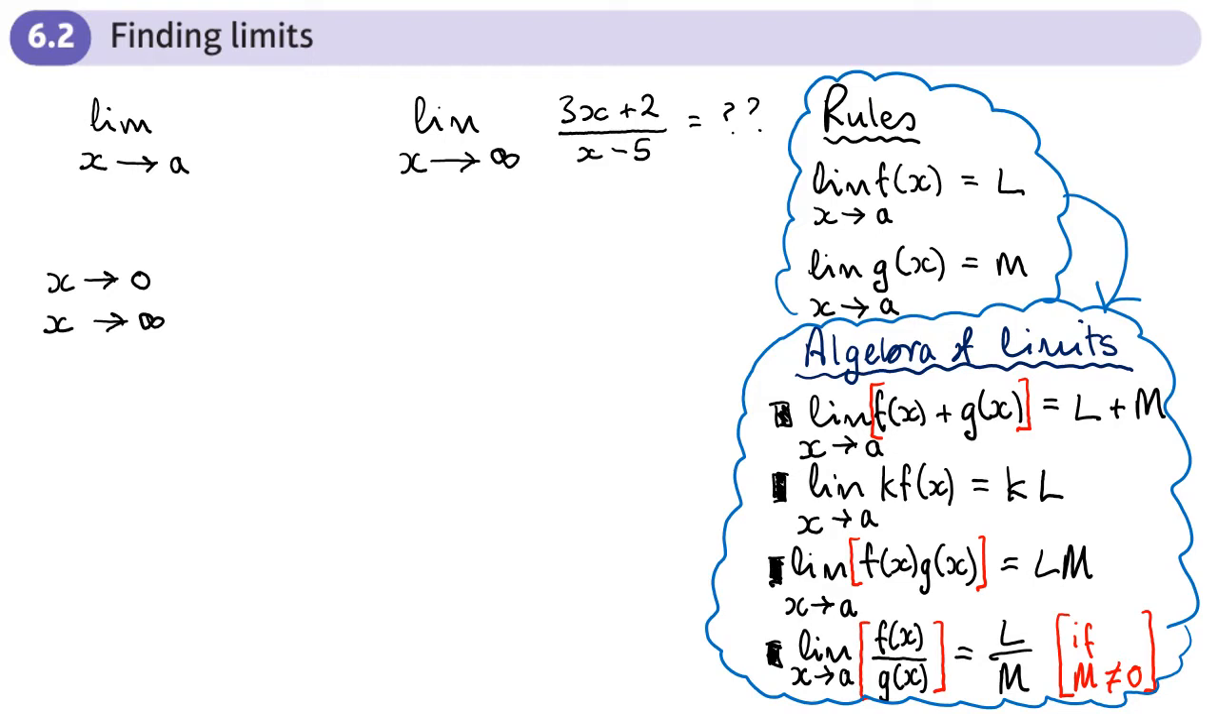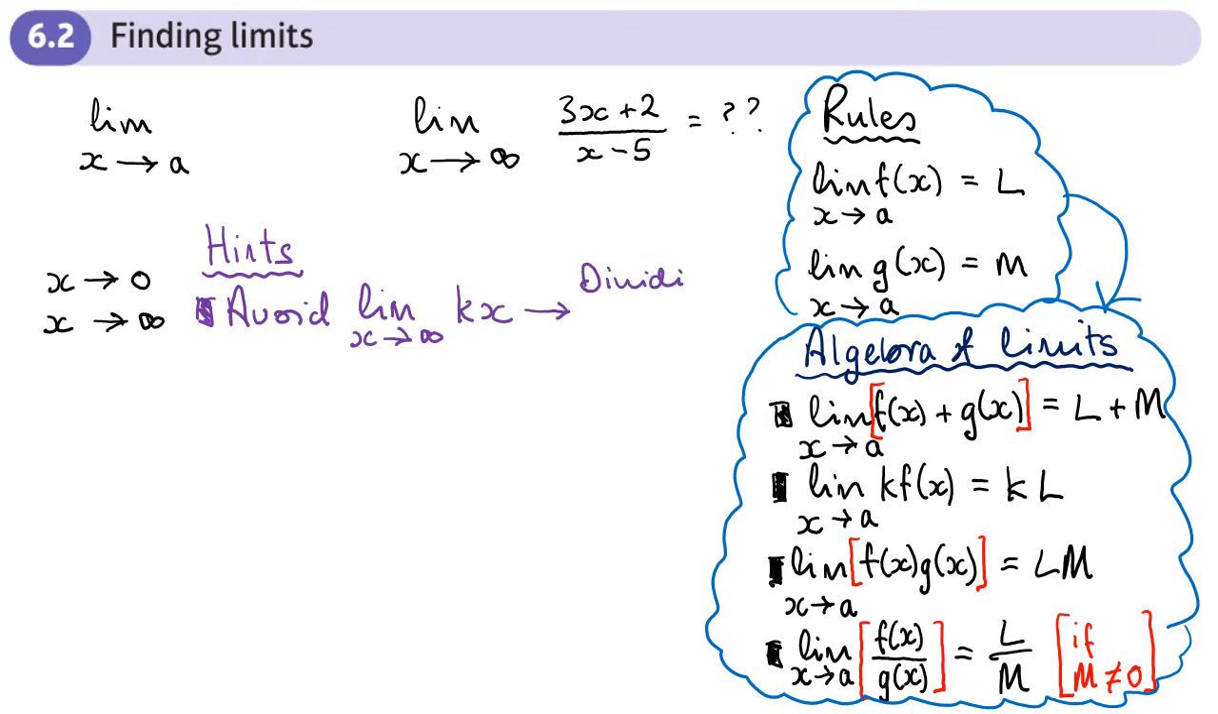Okay, here are some hints then for doing these types of questions. So the first one is that we want to avoid this type of situation: the limit as x tends to infinity of some sort of function of x, let's call this k x, because actually that's just going to go off to infinity. And the way that we can avoid that is by dividing the whole expression through, because that's only going to be part of it, through by x.